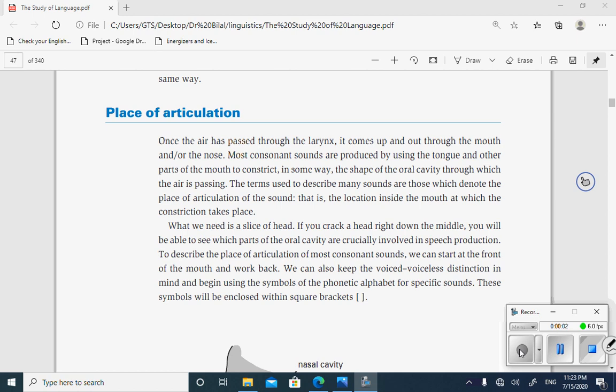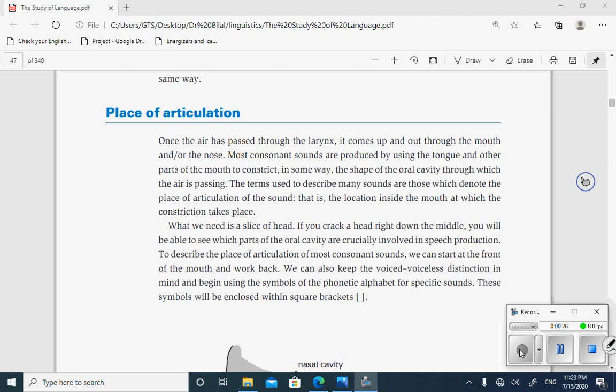Bismillah ar-Rahman ar-Rahim. Yesterday we talked about consonants and we started describing them, and we said the first way to describe consonants is by distinguishing voiced from voiceless sounds. This is a very easy job in which you can just put your fingers on your larynx and feel if there is vibration in the vocal folds or not.